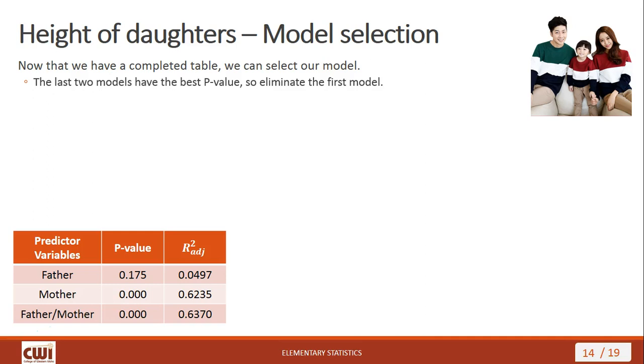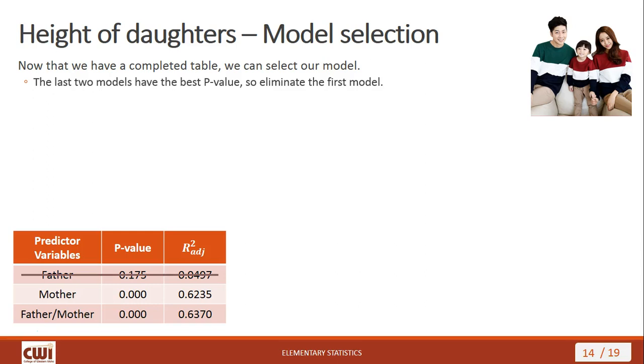The last two models have the best p-value. It's a value of 0. So the first model, which has a predictor variable of only the father, we're going to eliminate, because its p-value is higher than the other two. The other two are 0. Here we've actually got something, 0.175. Notice its adjusted r-squared value is considerably lower than the adjusted r-squared values for the other models, so we shouldn't have any problem whatsoever just eliminating this model from the get-go.